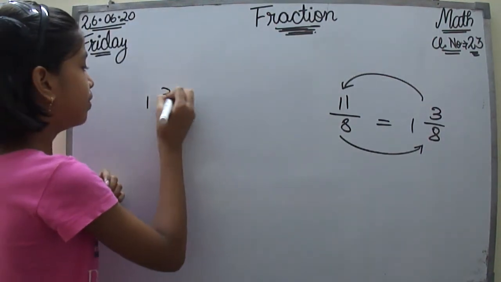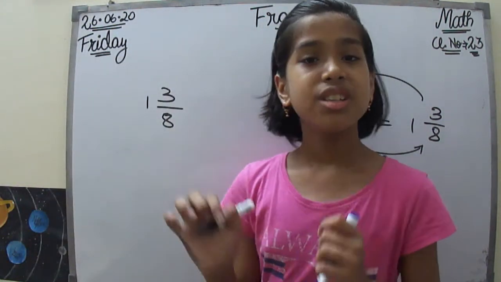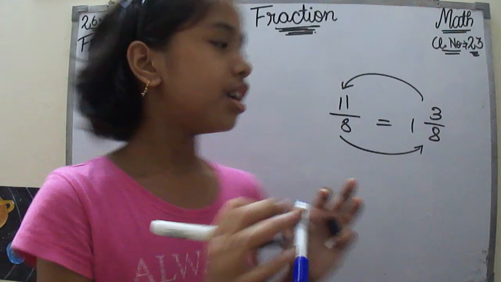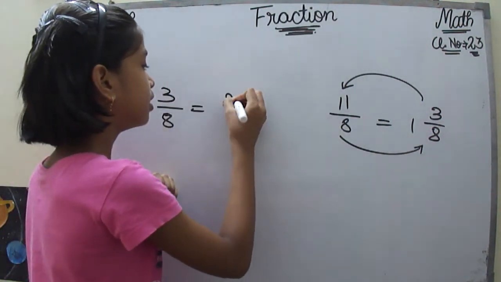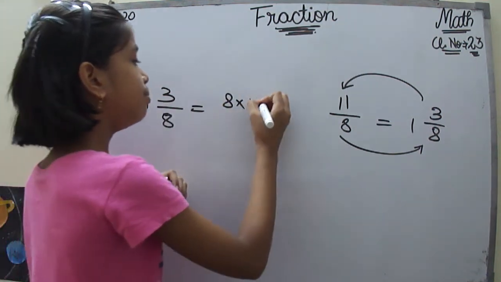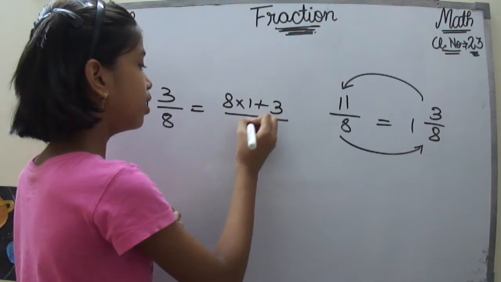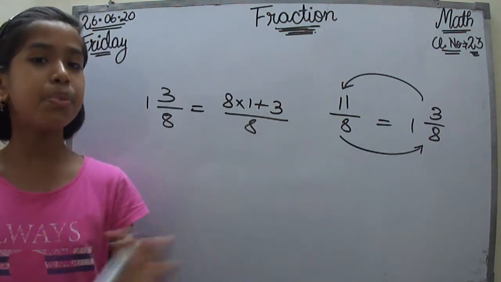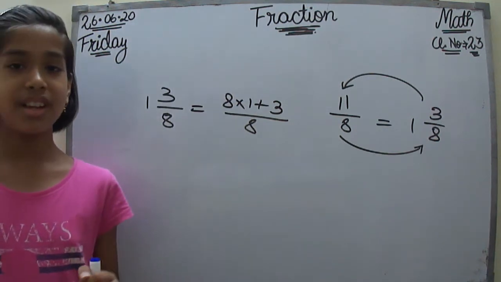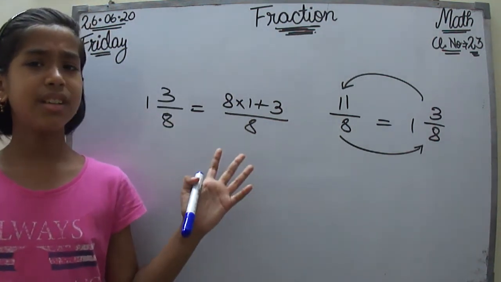Let's have a look. 1 and 3 upon 8. So let's solve this one. The simple thing is to just do it like this: 8 into 1 and then plus 3. That is going to give you the improper fraction. Now if you ask, why is that?